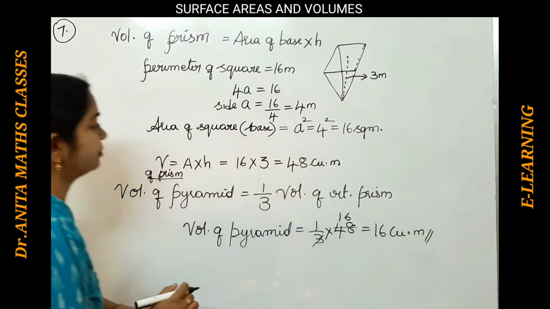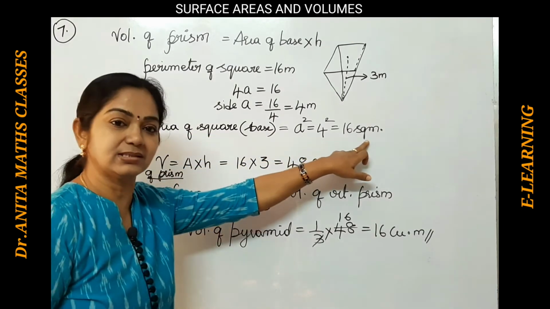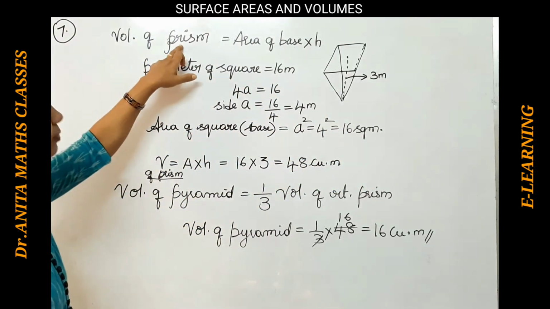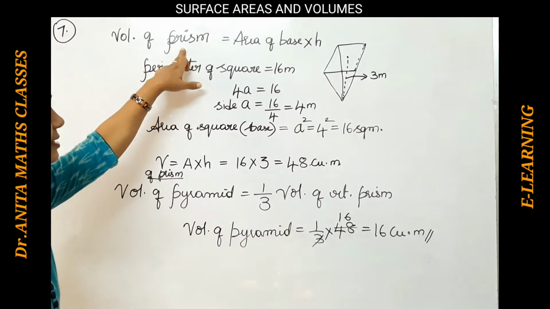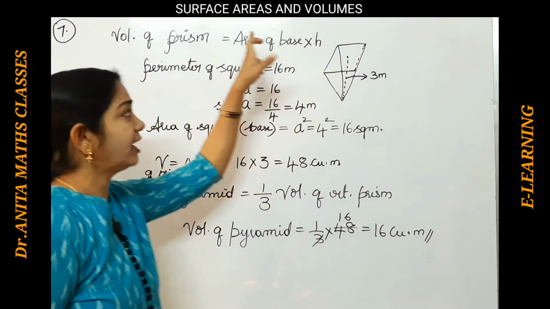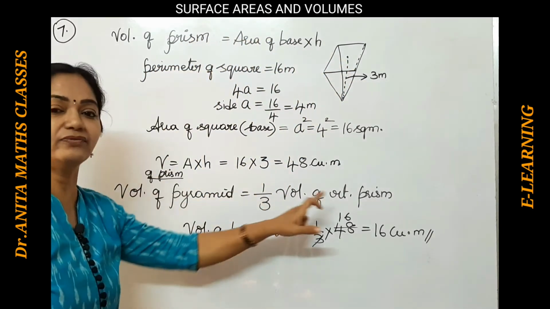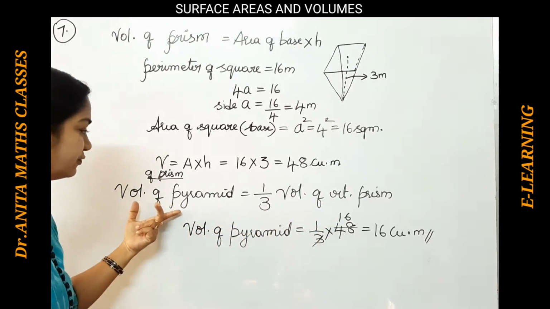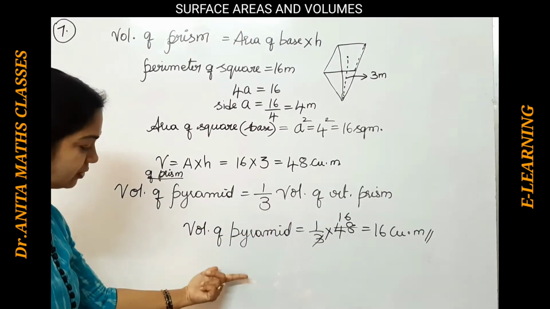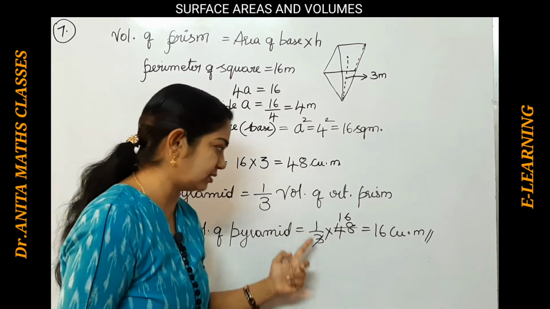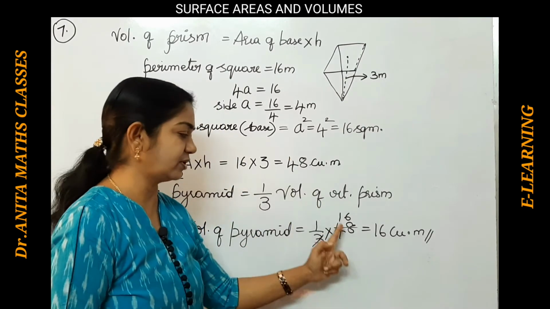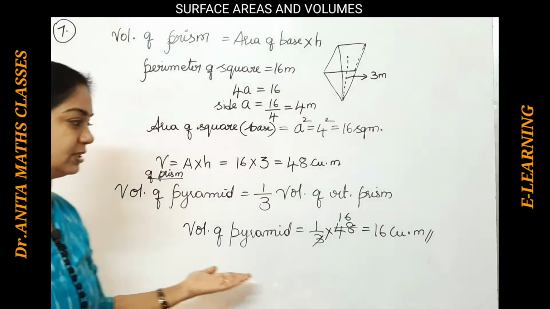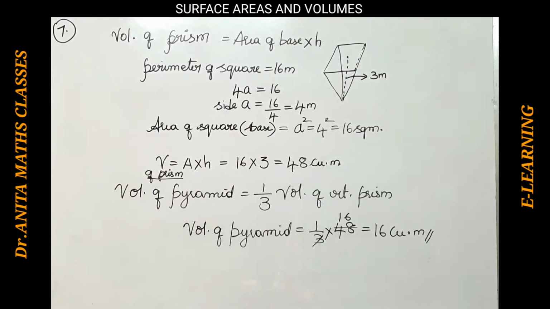Volume, isn't it? Area of the square is as it is. Here the correction is, the volume of the pyramid I had written, but that is a prism. Prism is area of the base into height, and 1/3 of the right prism volume is the volume of the pyramid. So the volume of the pyramid is 1/3 the volume of the prism, 48. So that is 16 cubic meters. Pause it and note it down.